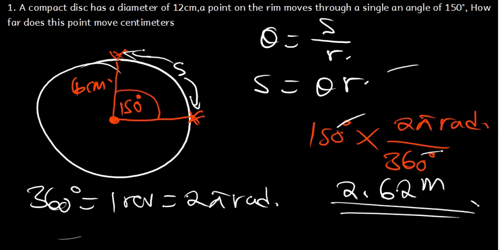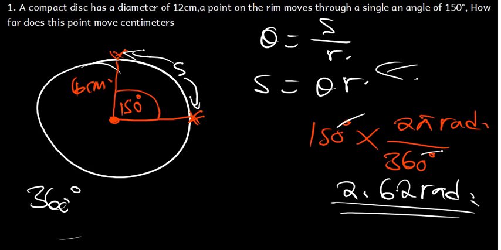Now we have to plug in this formula to find the answer. So this is the rad, it's supposed to be in rad. Okay, so this is going to be in rad. That is my angular displacement. Now that we have found our angular displacement, let's see what our arc length is going to be.